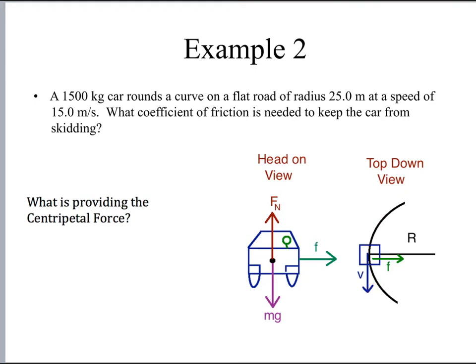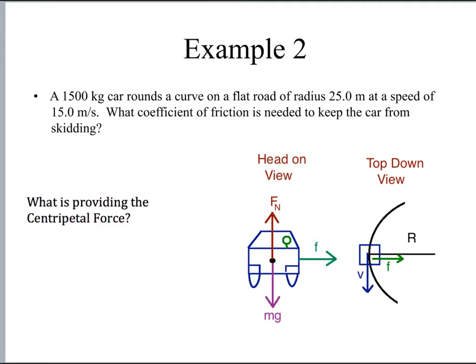The velocity is going to be tangent to the circle, and the force of friction is what's supplying the centripetal force. Previously it was the tension, now it's the friction. So the friction has got to be pointing towards the center of the circle.